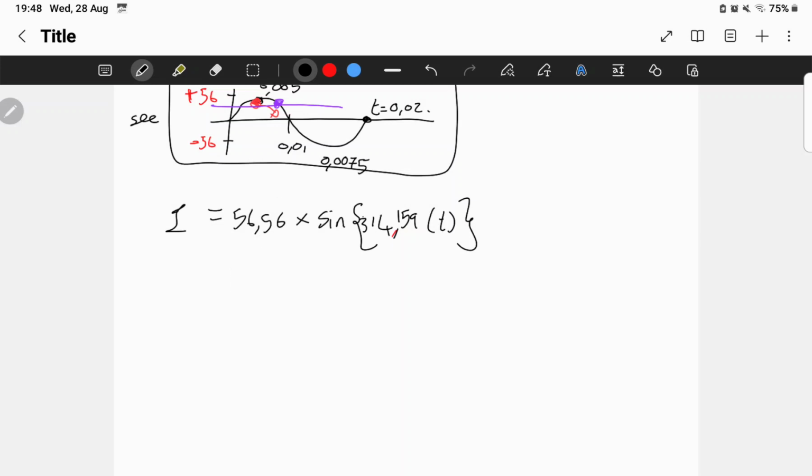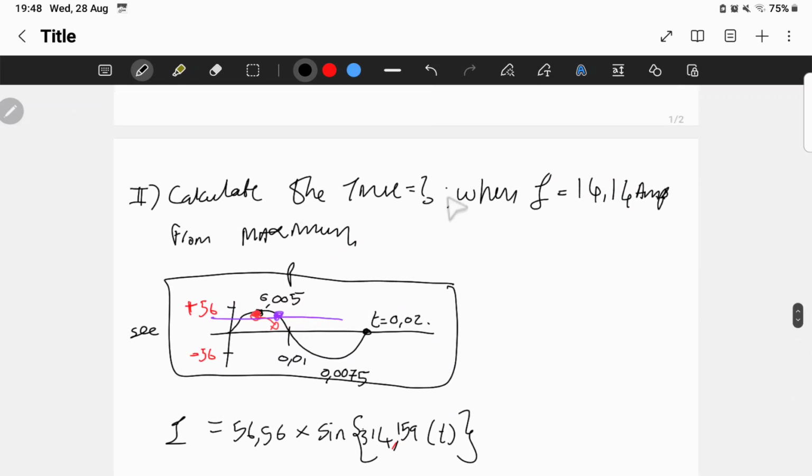Okay, so now they want us to calculate the time when I is equal to 14.14 amps, for maximum. So they want us to get the position. I would say that our answer should be around somewhere over here, right? But we need to find the time. So our time has to be greater than 0.05 and then less than 0.01. You could get this time, but they want this time over here.